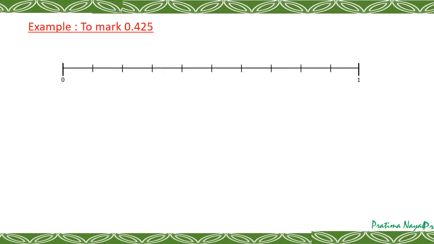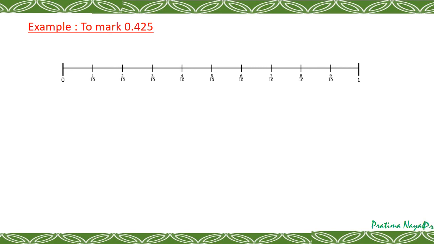Next I am going for a bigger number, 0.425. When it is 0.425, that means it is in between 0 and 1. So I divided 0 and 1 into 10 equal parts. So each part will be how much? It will be 1 by 10, 2 by 10, 3 by 10, 4 by 10, 5 by 10, 6 by 10, 7 by 10. Now 0.425 is greater than 4 by 10 and less than 5 by 10.